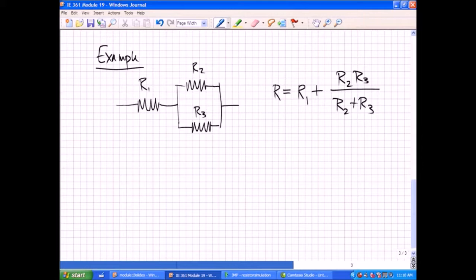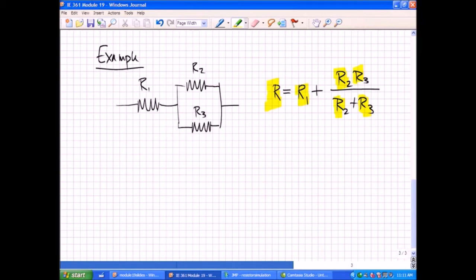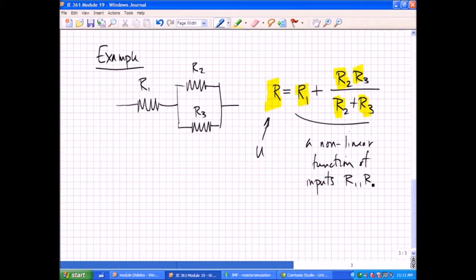And this is an instance of a nonlinear function of inputs R1, R2, and R3, giving me a quantity of interest and output R in the formulation of U being a function of x, y, and z. The scenario here is that, of course, this is my U, and my x, y, and z are R1, R2, and R3, and the function is this nonlinear function of inputs R1, R2, and R3.